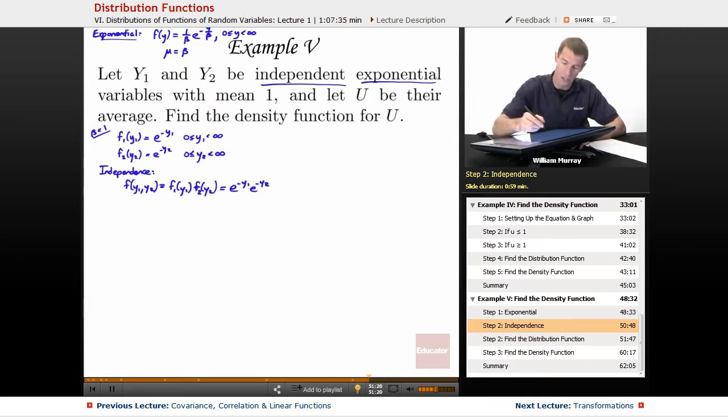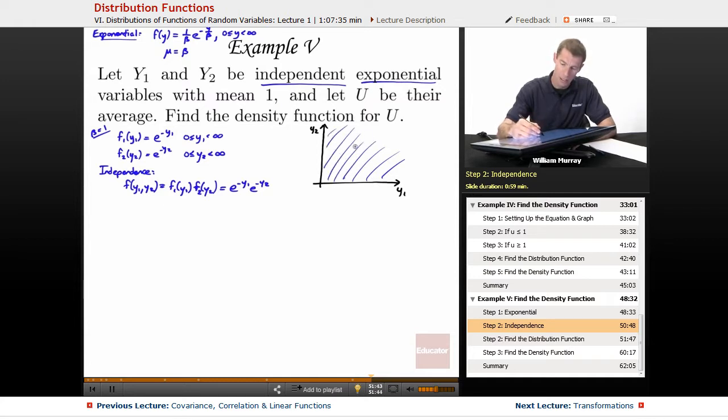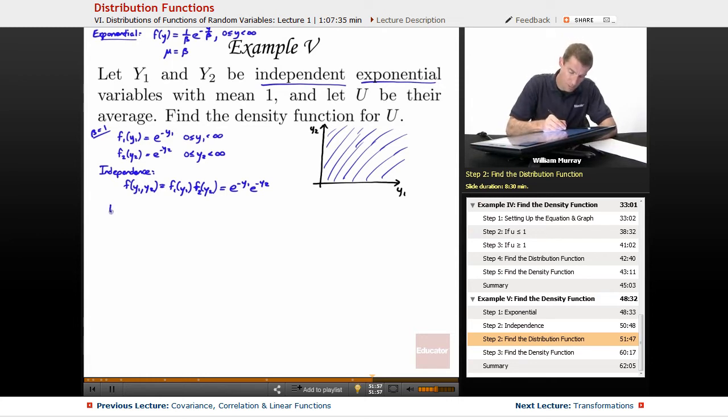And let me draw the range that we're looking at there, because that will be something we'll need to look at. Oh, look, I got the variable right this time. y1 and y2 both go from 0 to infinity. So the range we're looking at is all of this upper quarter plane here. That's my range. And I think I'm about ready to start looking at what u is. So u, in this case, by definition, we're given that u is their average. So what's the average? That means y1 plus y2 over 2.